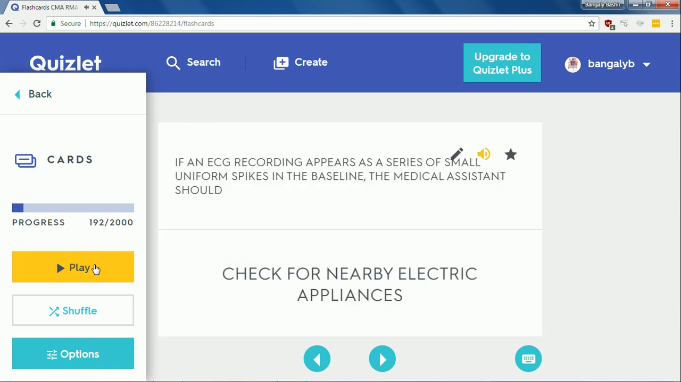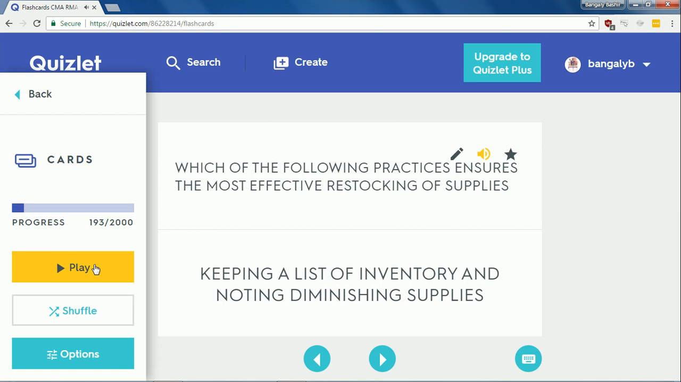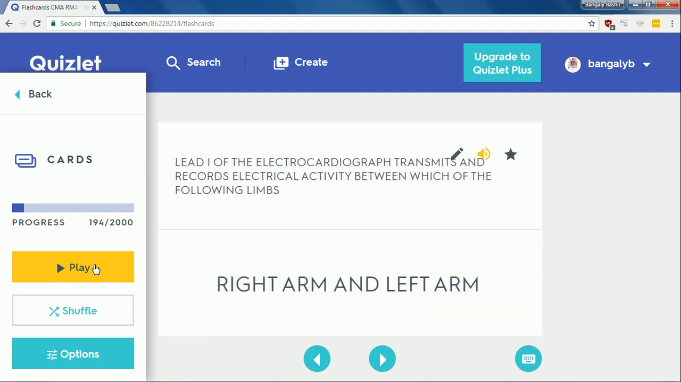If an ECG recording appears as a series of small uniform spikes in the baseline, the medical assistant should check for nearby electric appliances. Which of the following practices ensures the most effective restocking of supplies? Keeping a list of inventory and noting diminishing supplies. Lead I of the electrocardiograph transmits and records electrical activity between which of the following limbs? Right arm and left arm.